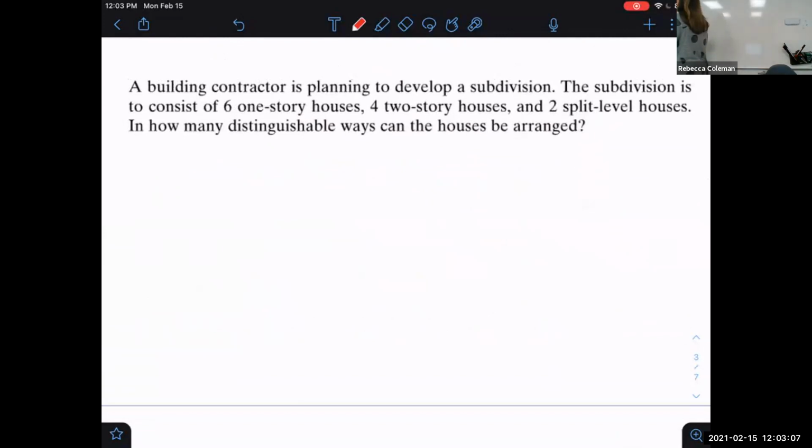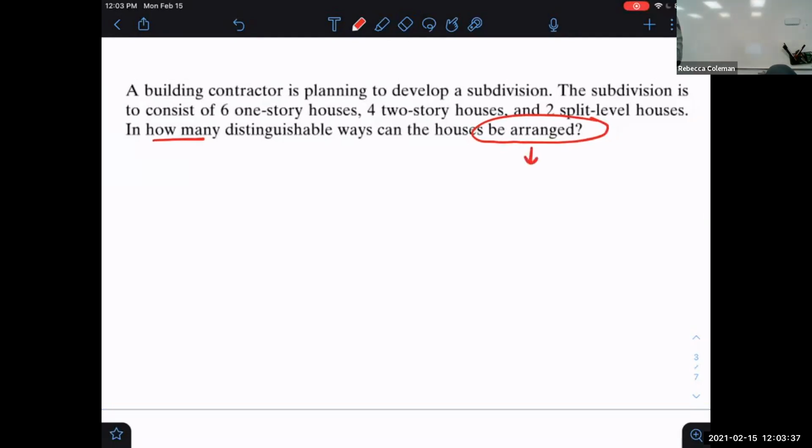Okay, so we're looking at planning a subdivision. We have 3 different types of homes. We have 1-story, 2-story, and split level. And the question here says, how many ways can the houses be arranged? Okay, so again, we're counting. An arrangement, that's another word for order, right? If you're arranging objects, you're determining what order they're going to be in.